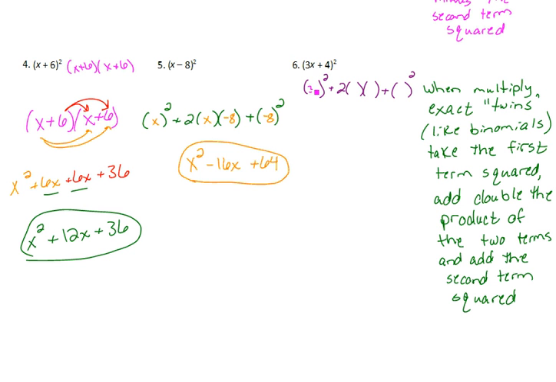So I end up with 3x squared. Here's my first term, and my second term, and then my second term. Remember, if I have a product of a coefficient and a variable, that square does affect both. So I have 9x squared. I have 12 times 2, which is 24x plus 16.